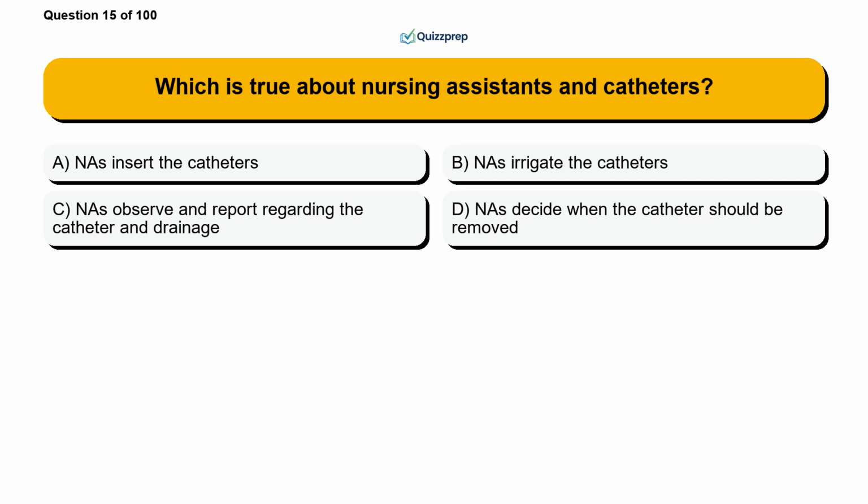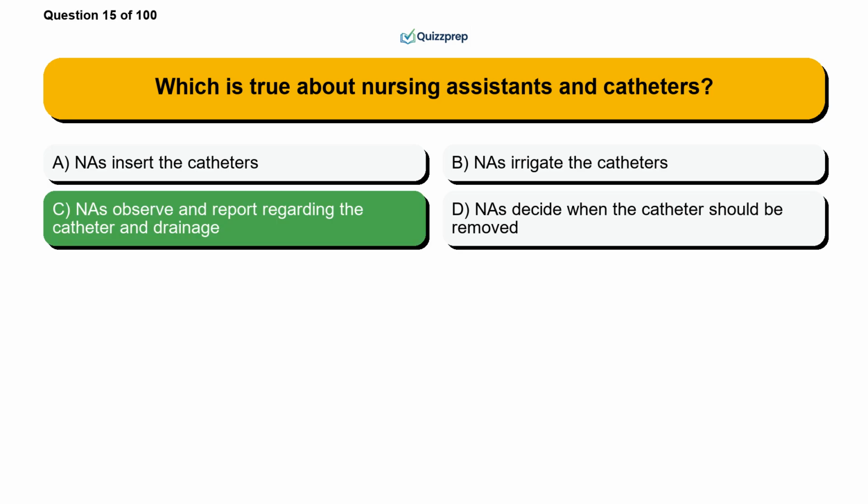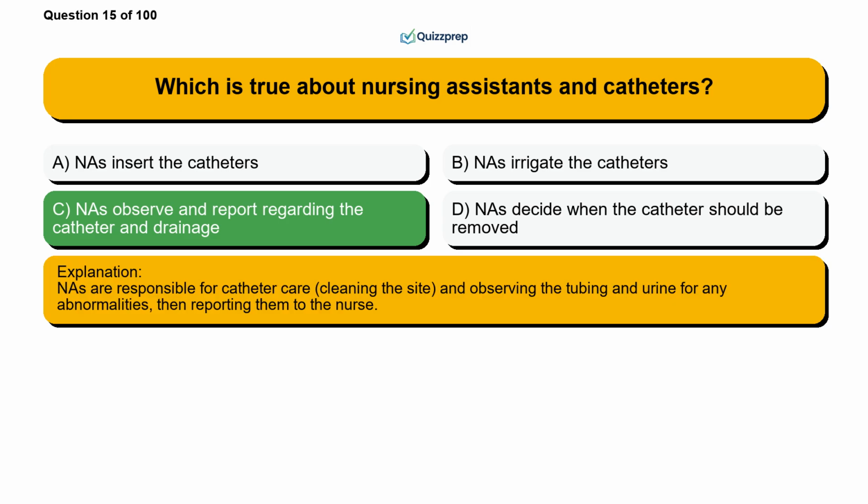Question 15. Which is true about nursing assistants and catheters? Option A, NAs insert the catheters, option B, NAs irrigate the catheters, option C, NAs observe and report regarding the catheter and drainage, option D, NAs decide when the catheter should be removed. The correct answer is option C, NAs observe and report regarding the catheter and drainage. NAs are responsible for catheter care, cleaning the site, and observing the tubing and urine for any abnormalities, then reporting them to the nurse.